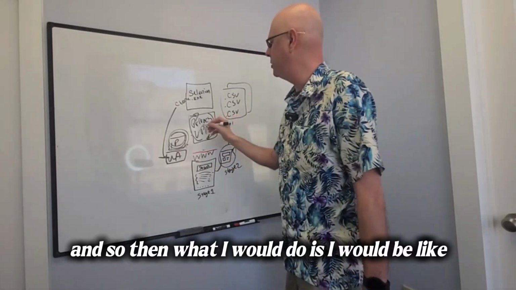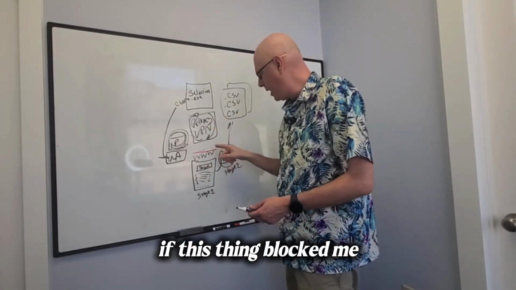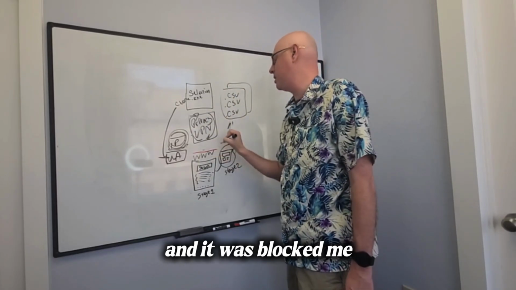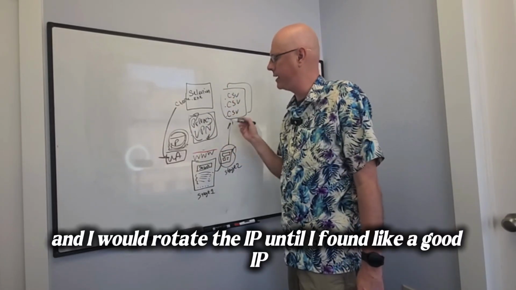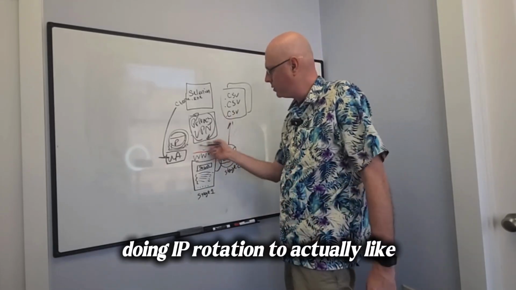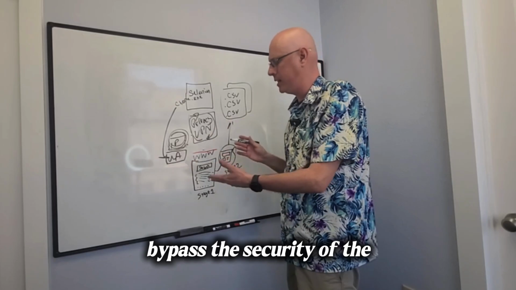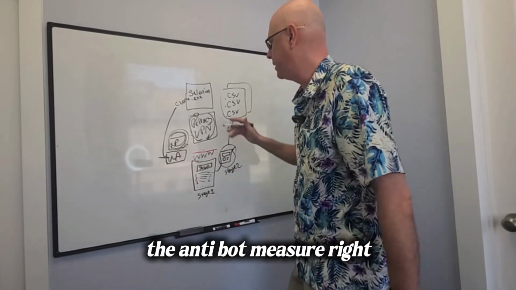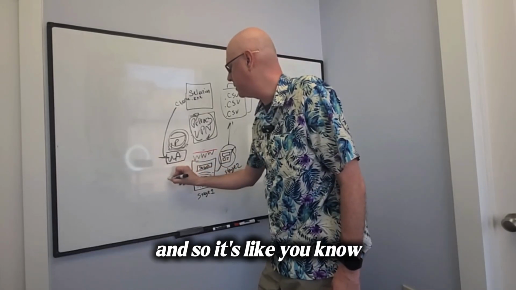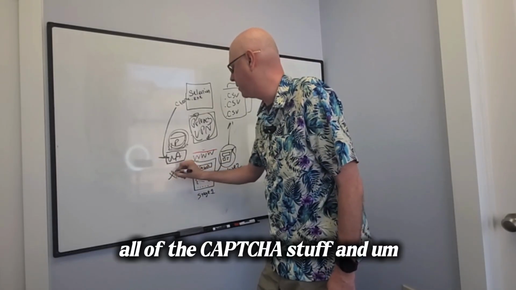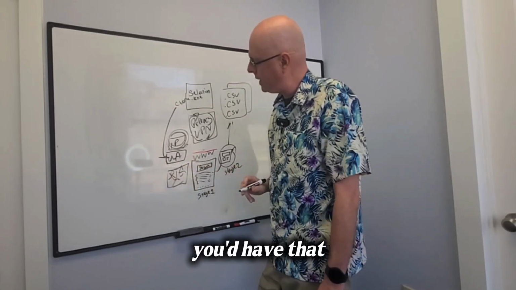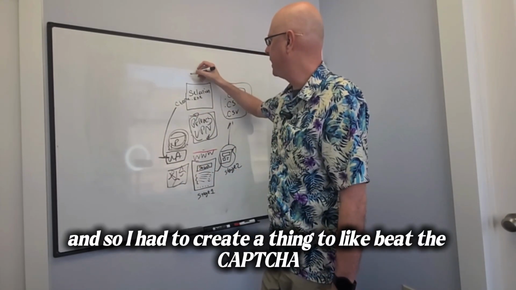And so if this thing blocked me, I would rotate the IP and hit it again, and if it blocked me again, I would rotate the IP until I found a good IP. I would brute force my way through IP rotation to bypass the security of the anti-bot measure. And then there were also the CAPTCHAs, and I had to create a thing to beat the CAPTCHA.